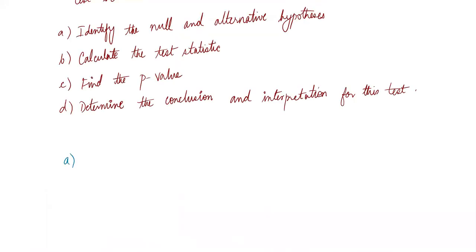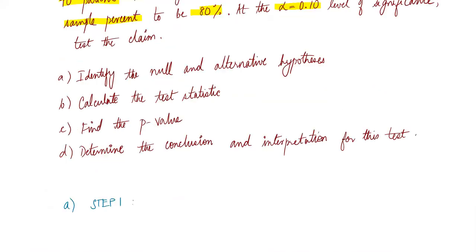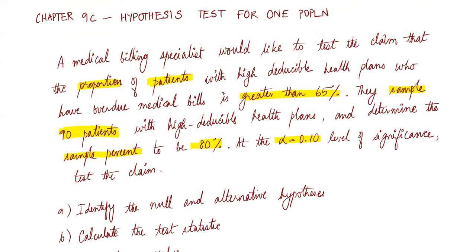So let's do that here. So step 1 is to identify the claim. Okay, so remember, we have to go back to the question and remove all the clutter to see what the claim is. The claim is that the proportion is greater than 65%.